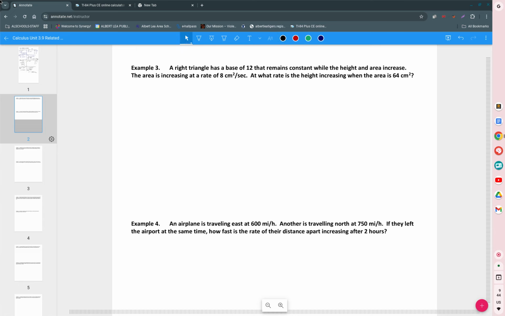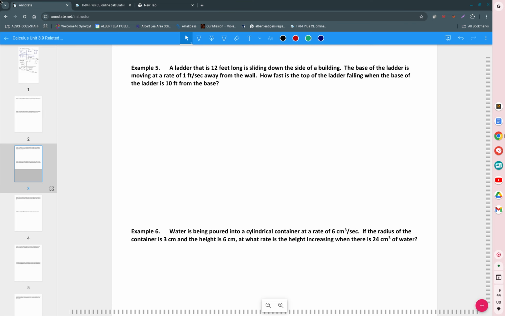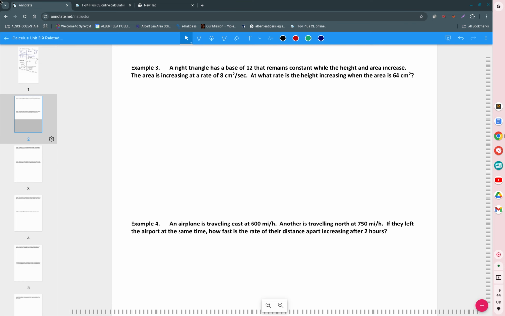Okay, I think that there's just one more problem I want to do with you guys. And then I'm going to have you start working a little bit on your assignment here. And let's do example 3. It says, a right triangle has a base of 12 that remains constant while the height and area do increase. The area is increasing at a rate of 8 square centimeters per second. At what rate is the height increasing when the area is 64?